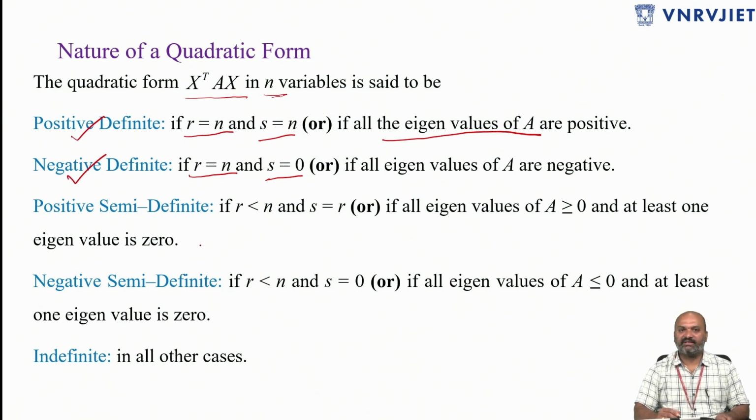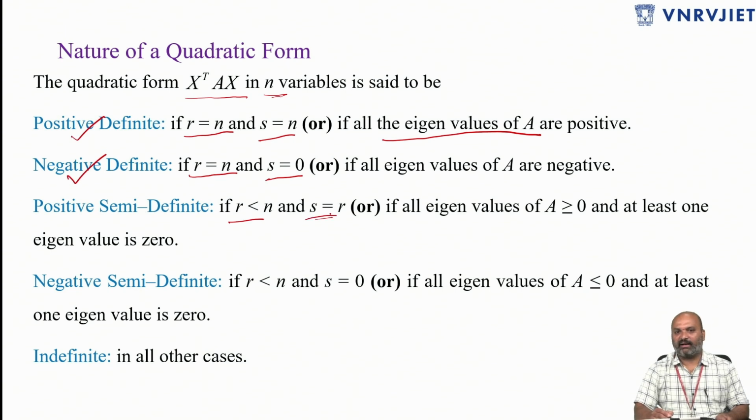Next, positive semi-definite. Semi means not full. So this is r less than n. What is the meaning of r less than n? That means the number of terms in the canonical form is not equal to the number of variables. That means the quadratic form is a singular quadratic form. The number of terms is less than n, so at least one coefficient among lambda 1, lambda 2, lambda 3, and so on up to lambda n is 0. That is, rank is less than n, and the number of terms is less than the number of variables.